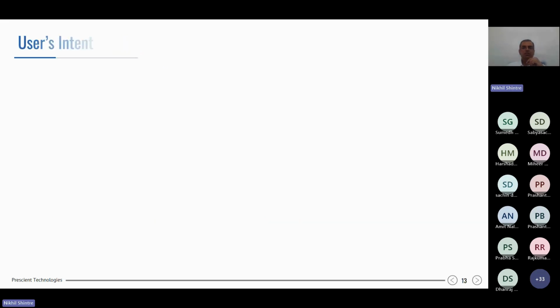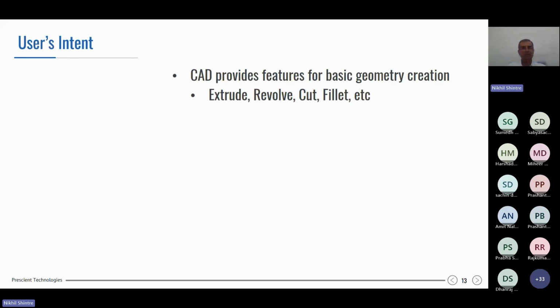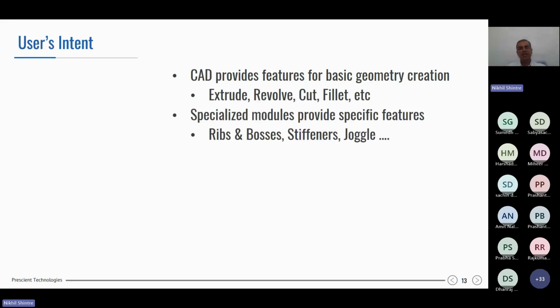The next one is more related to CAD, but I think you all would be able to correlate with this. When we look at any CAD system, it provides features for basic geometry creation like extrude, revolve, cut. These are the first things which we learn in any CAD system. And then there are some specialized modules which provide specific features. Like if you are doing plastic design or casting, then there would be ribs, bosses and stiffeners. If you are working with sheet metal, there could be features like joggle.